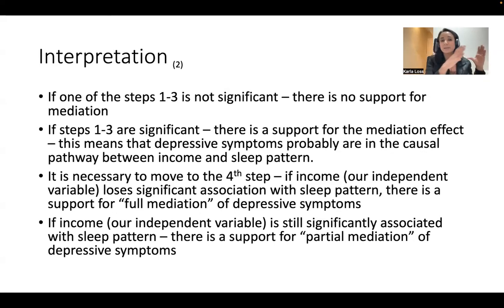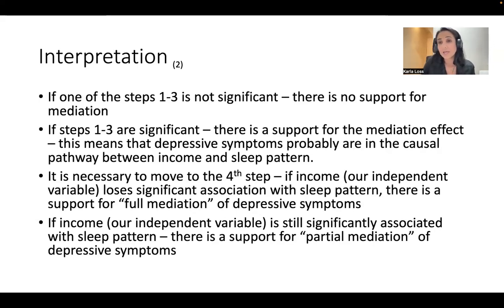First of all, we run the first 3 steps, step 1, 2, and 3. If one of these is not significant, there is no support for mediation. So probably depressive symptoms was covariate or even confounder if we see it like this, and we can use it in our model to adjust for it. But if the steps 1, 2, 3 are significant, there is statistical support for mediation effect. This means that depressive symptoms probably are in the causal pathway between income and sleep pattern. It is necessary to move to the 4th step.